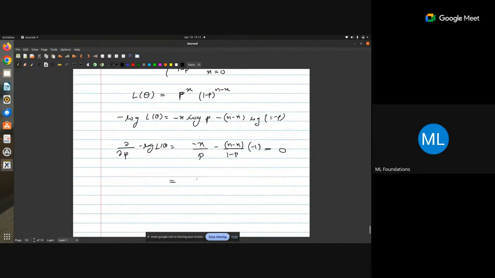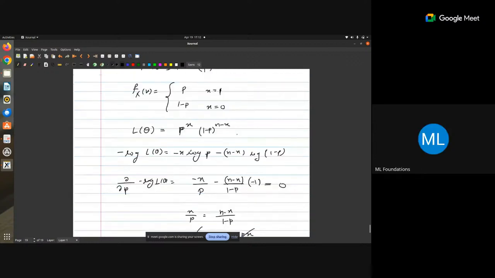So here you will say minus x upon p, or I'll take the numerator and denominator: x upon p equals x upon 1 minus p, I mean n minus x upon 1 minus p. Cross-multiplying gives p n minus p x equals x minus p x, so the p x terms will cancel. I'll remain with p as x divided by n. Basically x is 485 and n is 1000, so p hat will be 0.485.